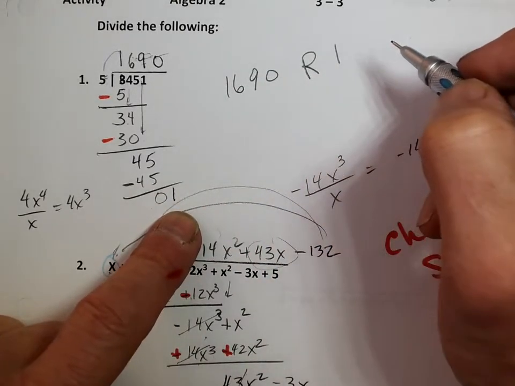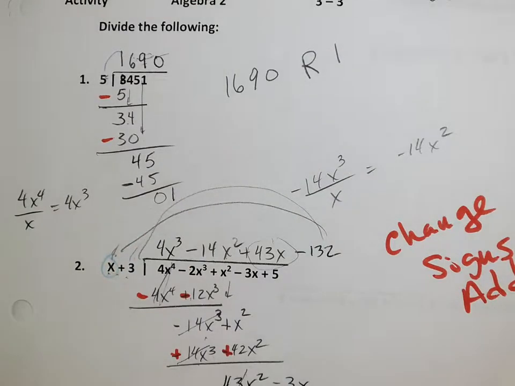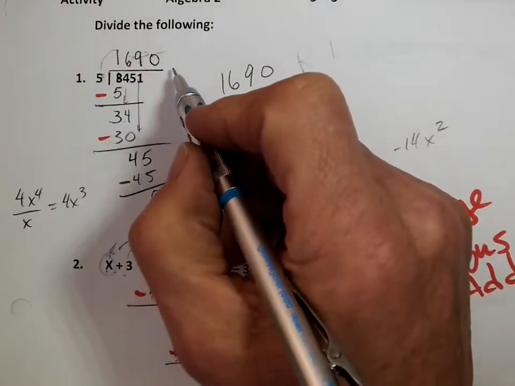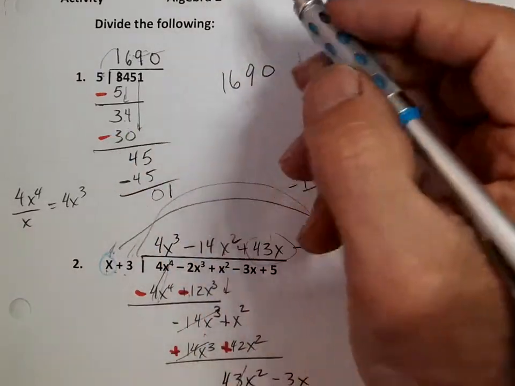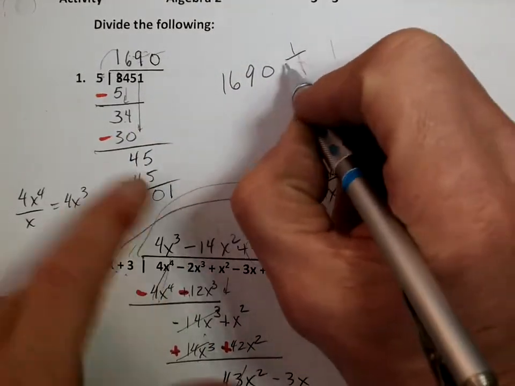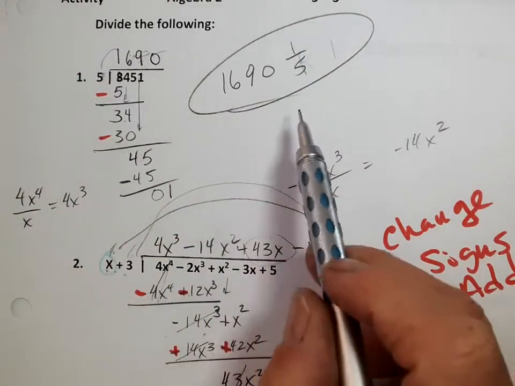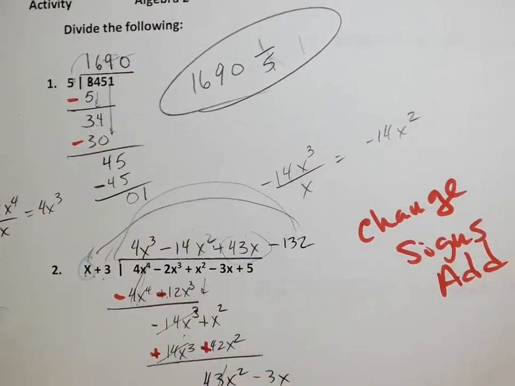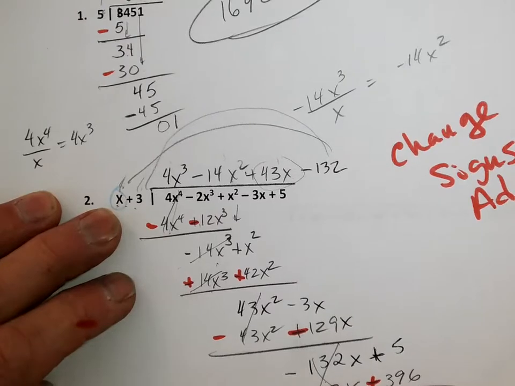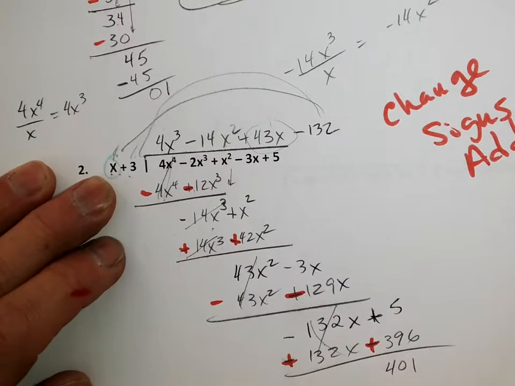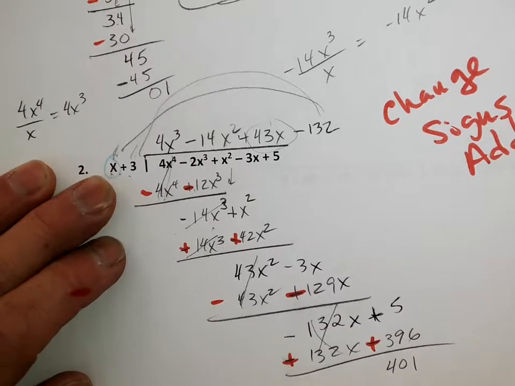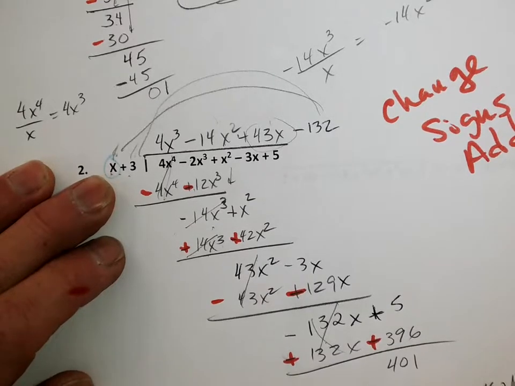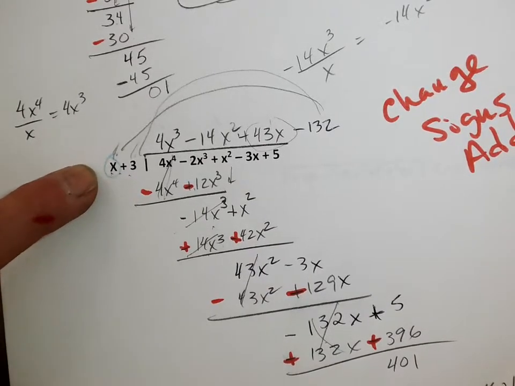Now, back in elementary school, before we got sophisticated, we would have said the answer is 1,690 R1. R, remainder. But we don't do remainders because it's stupid, right? That's for like fourth graders, right? So what do we do instead? One way we could do it is we could add a decimal and keep dividing, right? Or we could change our answer to a fraction. Or the answer could be 1/5, which is 0.2. So the answer is just 1/5, right? Now down here we're going to do the same thing. My answer is 4x cubed minus 14x squared plus 43x minus 132 plus 401 over x plus 3.